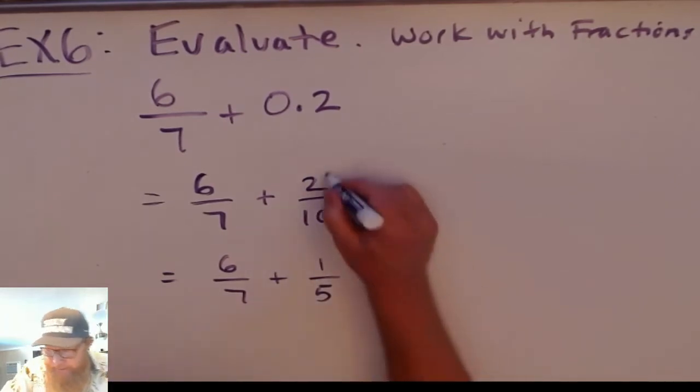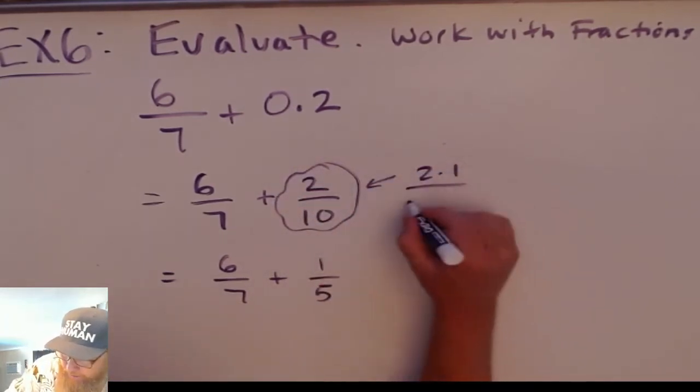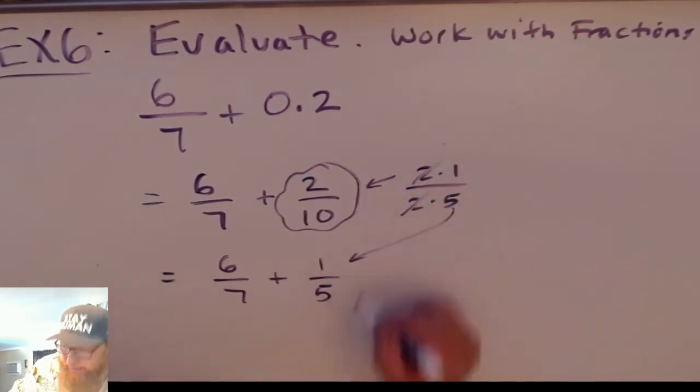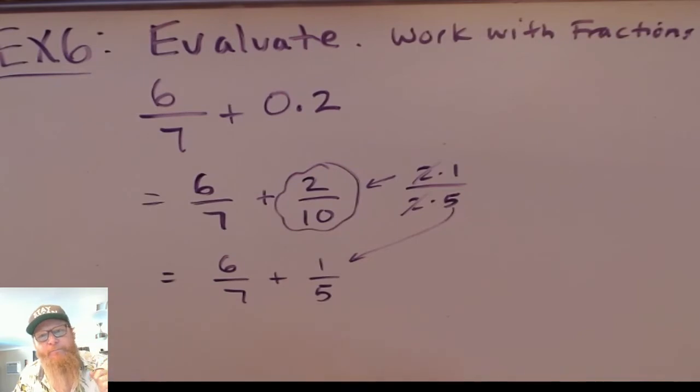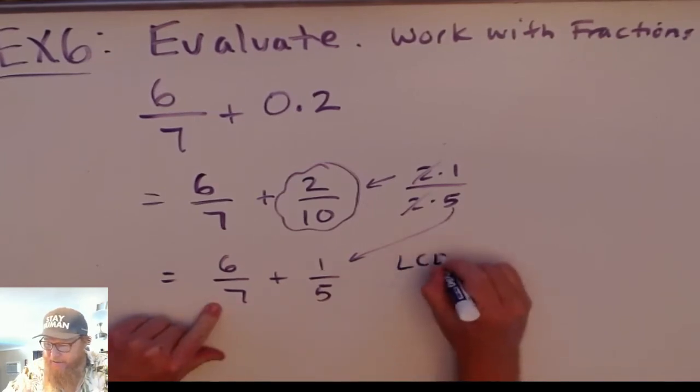Maybe I'll just do a little bubble here. That's 2 times 1 and 2 times 5. Cross off the 2's, and that's how I got down here to 1/5 so quickly. And now you want to find an LCD. So the LCD is going to be 35.